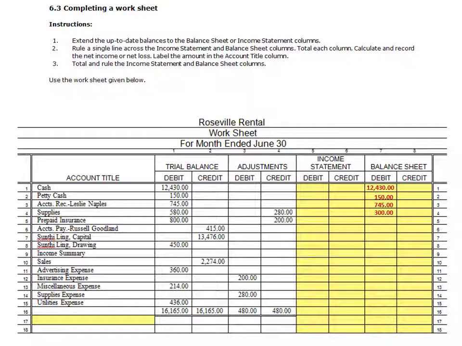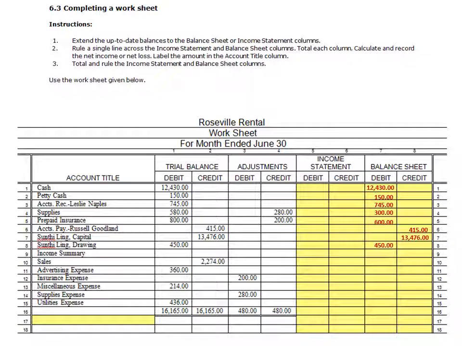Same thing with prepaid insurance, debit balance of 800, credit adjustment of 200. We used 200, so since they're different, we're going to find the difference, and therefore we're going to subtract 800 minus 200, and that gives us 600, debit balance, because the 800 is larger than the 200. Accounts payable, it has a credit balance of 415, so we're going to enter it there. Capital has a credit balance of 13,476. Drawing has a debit normal balance of 450. And income summary has nothing. So we have our balance sheet accounts now.